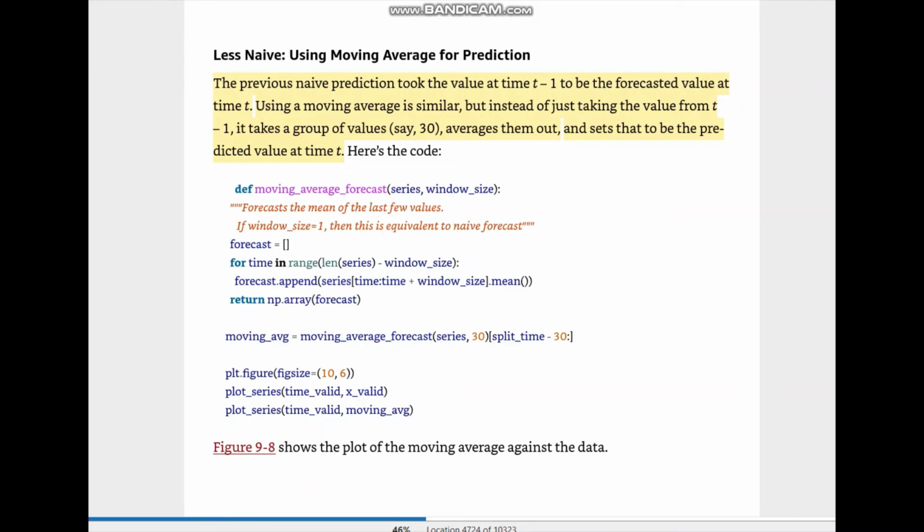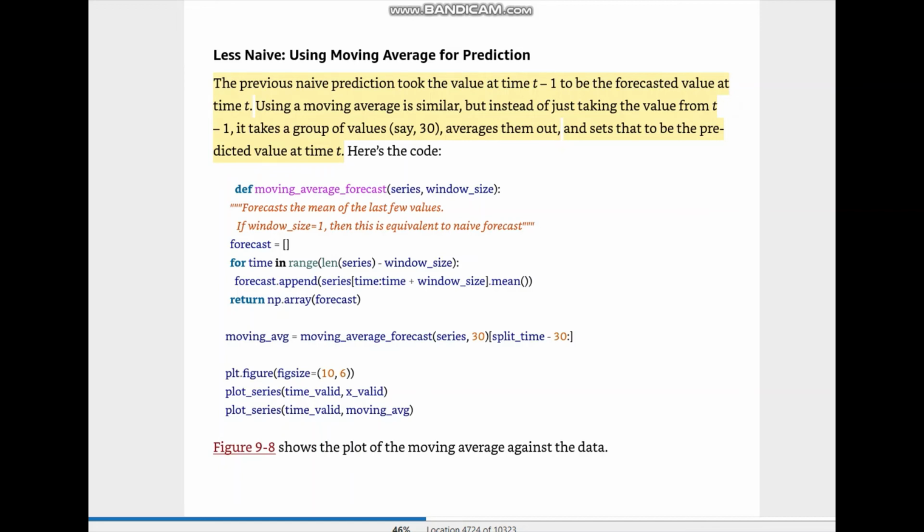So we have a forecast, and for time in range, length of series minus window size, forecast dot append the series from time to time plus window size, and we take the mean. Then we return a numpy array of forecast, right? So moving average would be moving average forecast, the function only, pass in the series, comma 30 and the split time minus 30 till the end.